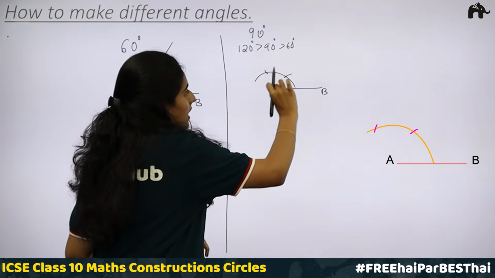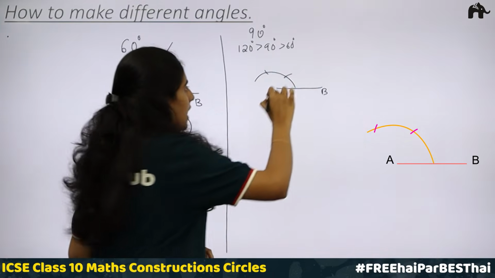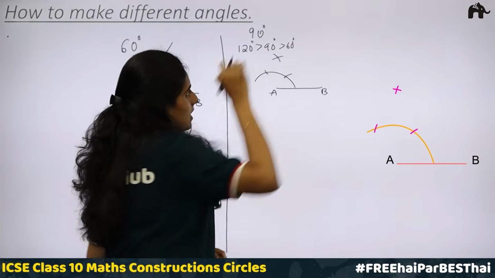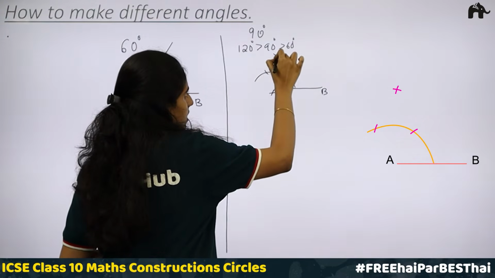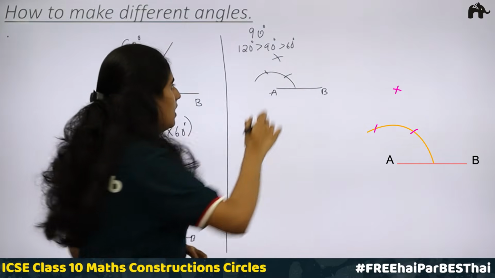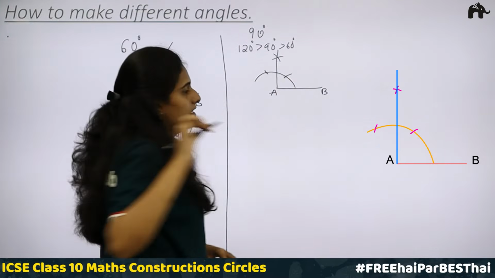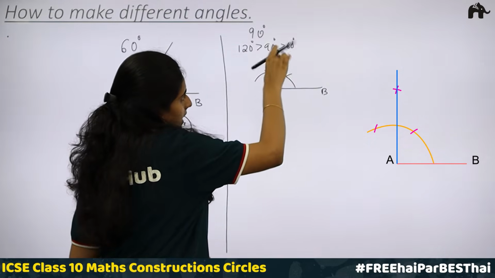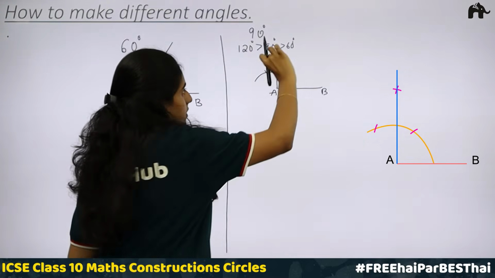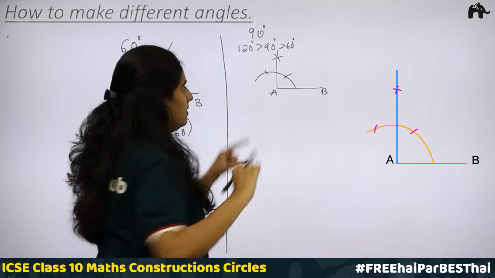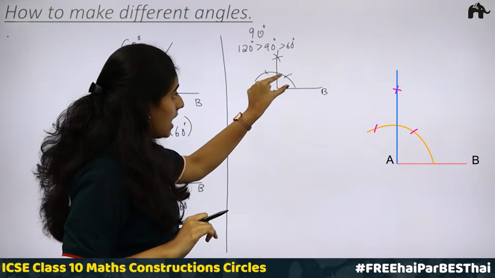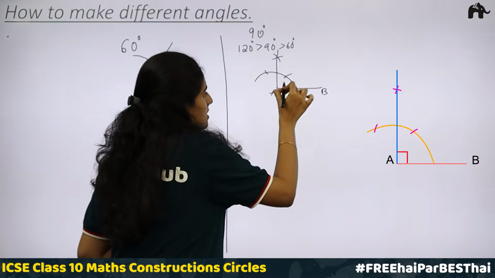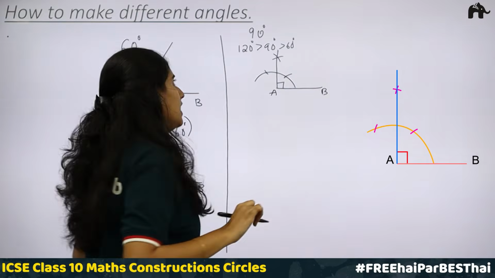We need to bisect the angle which is formed here. For that, keeping center here, draw an arc. Keeping center here, draw the second arc. We got a point where the 2 arcs intersect. Now join this point and A. What is the measure? This measure is 60 degree. When you bisected this angle, you got 30 degree each. Adding 60 and 30, we get 90 degrees. So, this is how we can construct 90 degree angle.